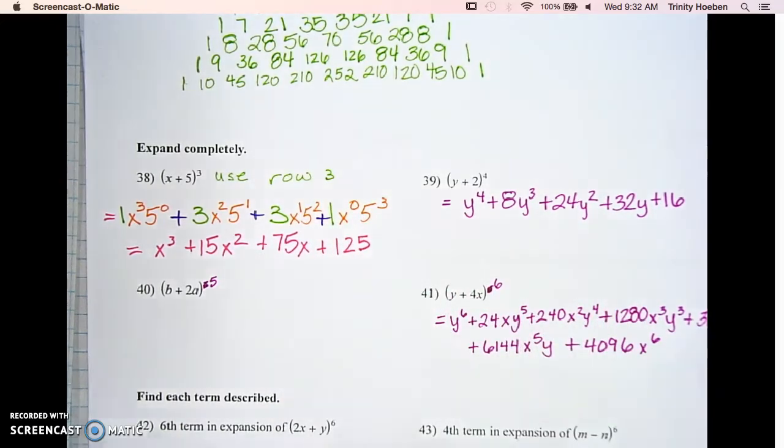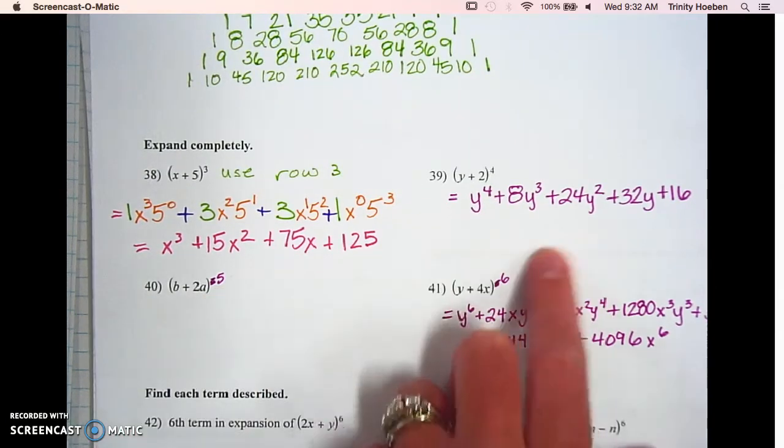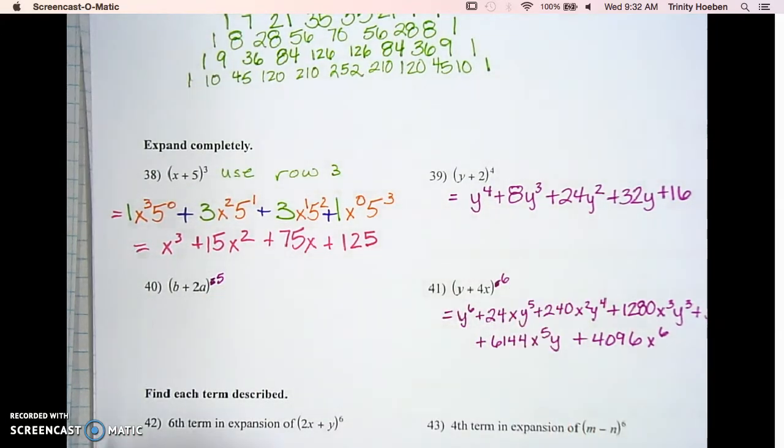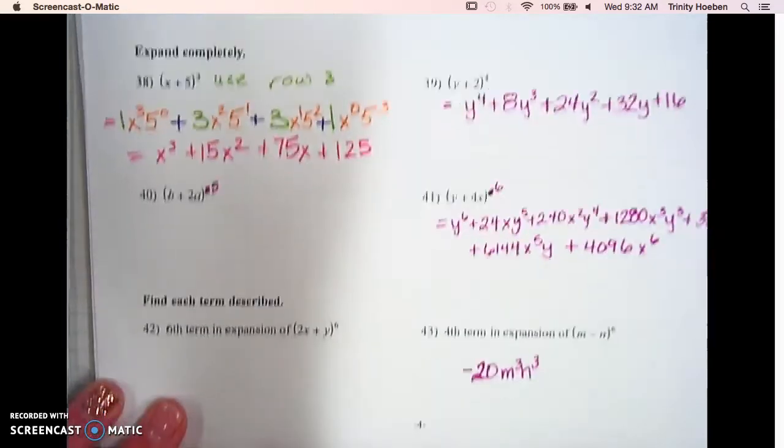Check your answer for 39. Let me know if you need help. All right. On numbers 40 and 41, I asked you to change the power to 5 and the power to 6. Okay? So you're going to look on the 5th row, and you're going to use the coefficients from row 5.